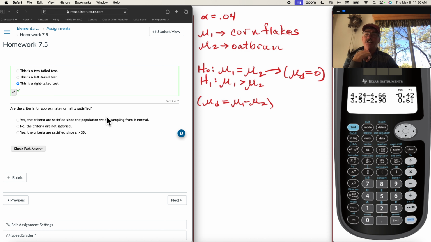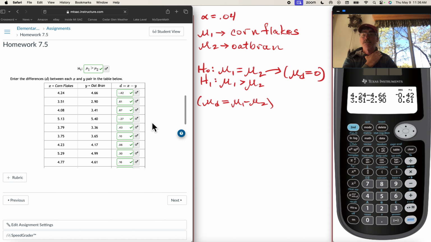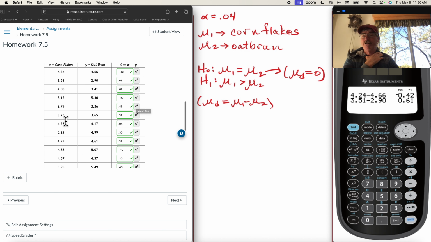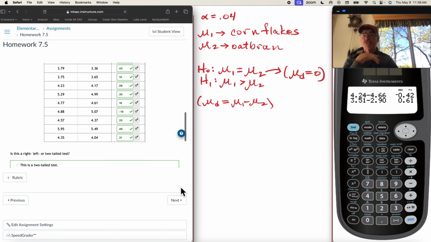And then the criteria for normality. The criteria with averages typically are that your sample size needs to be bigger than 30 or your population needs to be normal. Now in this paired samples problem, the sample size is the number of pairs. So it's actually the number of individuals, not the number of values that we got. So there were 1, 2, 3, 4, 5, 6, 7, 8, 9, 10, 11, 12, I think 13 values, which of course is not bigger than 30.